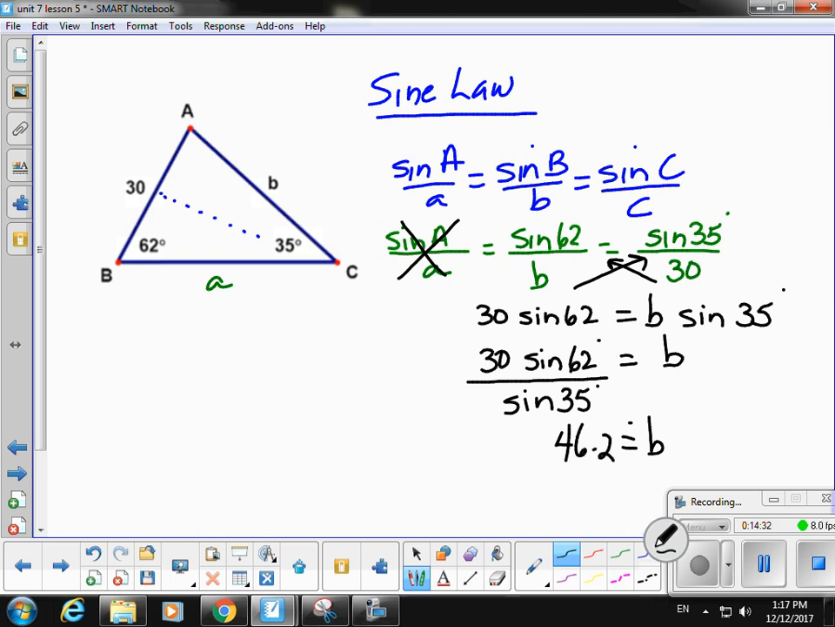Lastly, I checked that that answer makes sense. I have a length of 30 across from a 35-degree angle. I should have a longer side across from the 62 degrees, and I do, and it is proximate to the number 30. If I had an answer of 462, it wouldn't make sense, but this one really does.